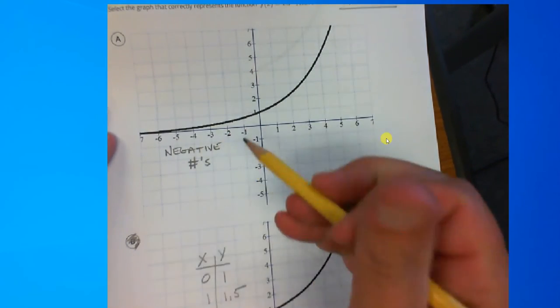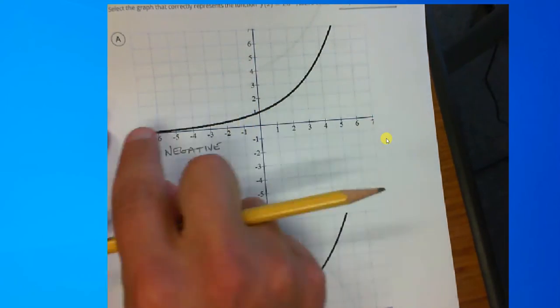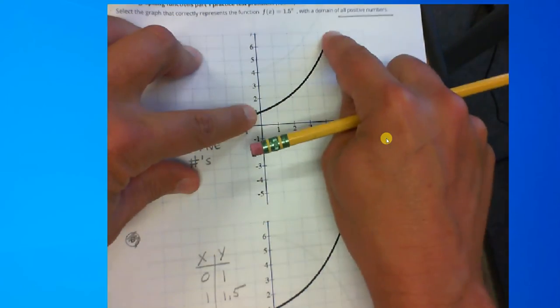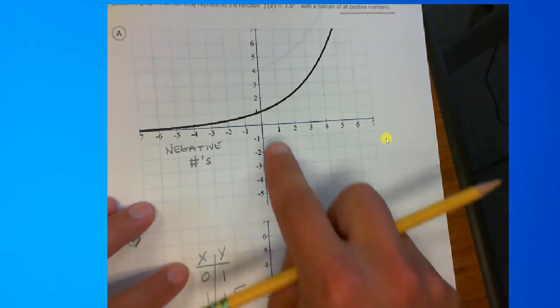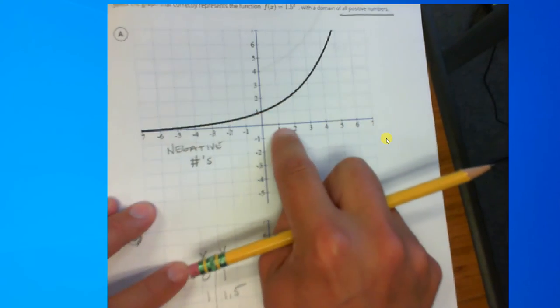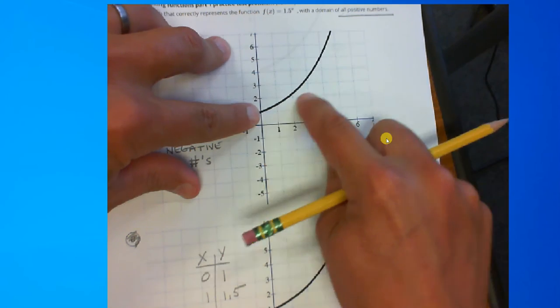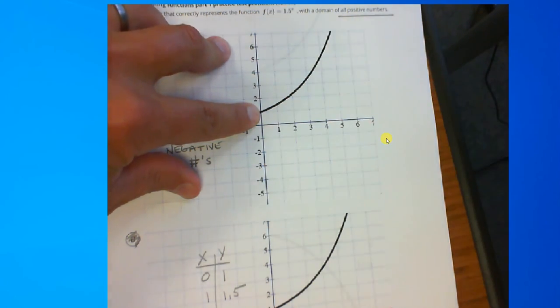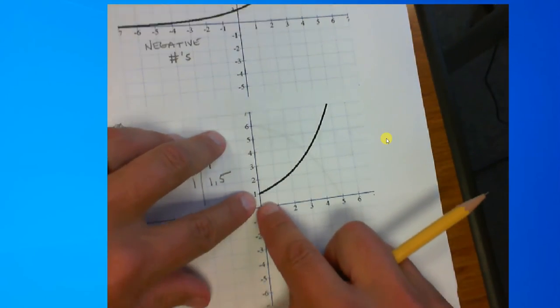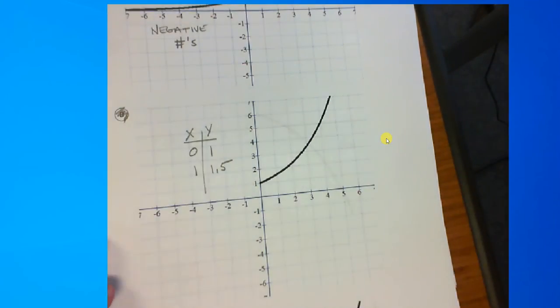So it can't be this one because these numbers are not positive. It would only be from here to there. 0, 1, 1, 1.5. So really what we're looking for is this chunk right here, which matches up right here with B. So it's B.